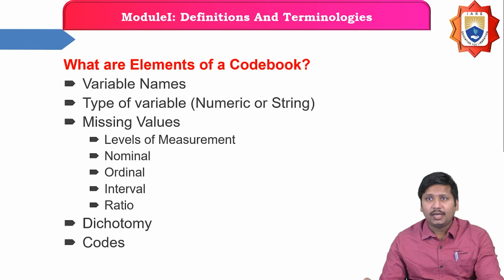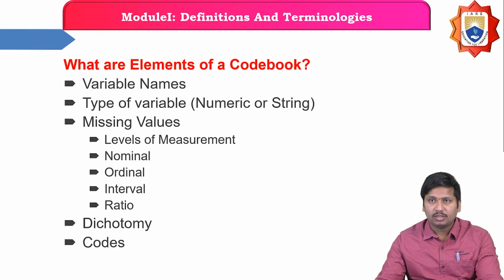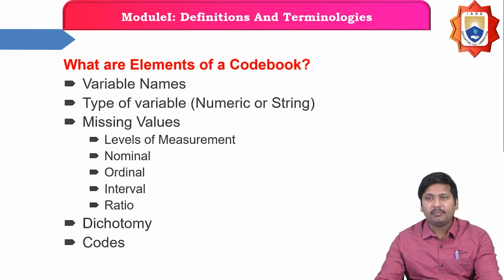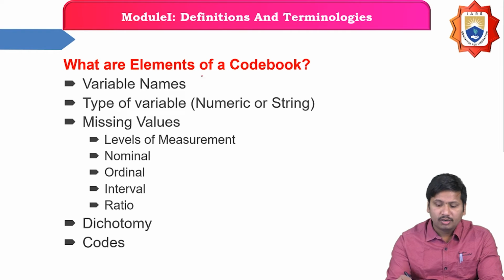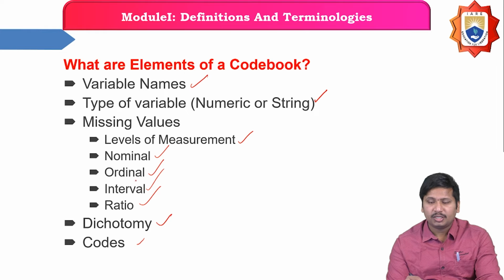And the next question is, what are the elements of the codebook? This is an important question that may arise. Normally before implementing the coding, the codebook is very important. So what are the fields you have to maintain for implementing this codebook? First is the variable name. The variable name has to be understood, and then what type of variable it is, whether numeric or string, and then missing values have to be identified, what type of missing value it is. Then the level of measurement: nominal, ordinal, interval, ratio scale, or a dichotomy, and then codes. These are some of the various elements present in the codebook.